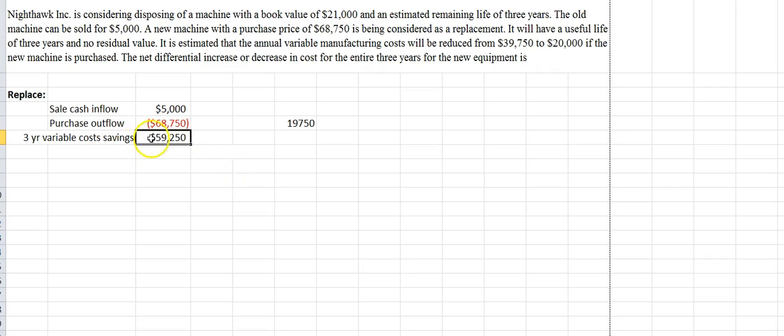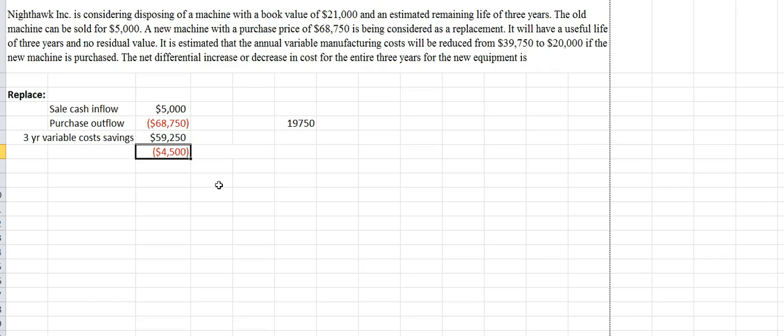As far as variable cost savings, you're going to have a cash inflow of $5,000, you're going to have a savings of $59,250, but the machine is going to cost you $68,750. So let's add this up, and you're going to still end up with a negative cash outflow of $4,500. So under this scenario, you're probably better off just staying with the old machine, because the new machine is not going to save you enough to warrant purchasing it.